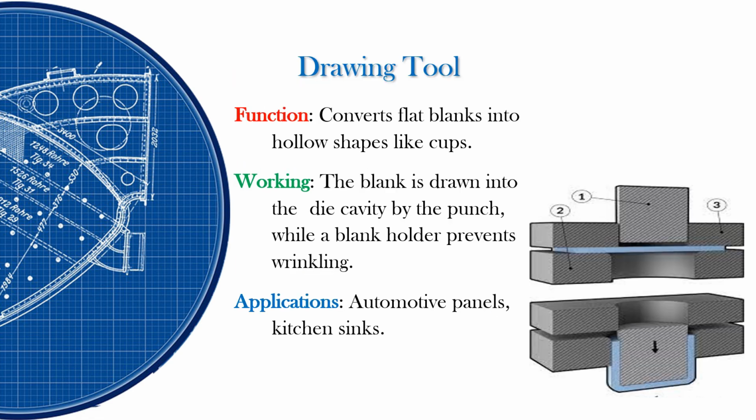Drawing tool. Function: converts flat blanks into hollow shapes like cups. Working: the blank is drawn into the die cavity by the punch, while a blank holder prevents wrinkling. Applications: automotive panels, kitchen sinks.